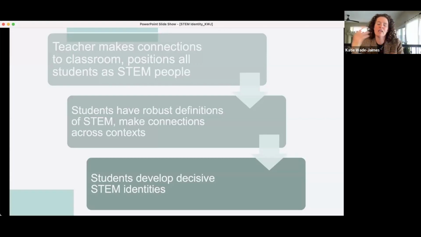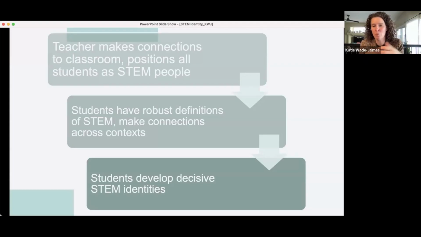And about half of the time, we asked, are you a science person? And the students said, I think so. And we asked why. And they said, well, I guess I kind of do STEM. I don't really know. So they had these kind of indecisive STEM identities. And so we were curious, why did some students have these strong STEM identities and other students have these different STEM identities? So we looked vertically at what was going on. When we looked at these students with decisive STEM identities, we saw that they had very robust definitions of STEM.